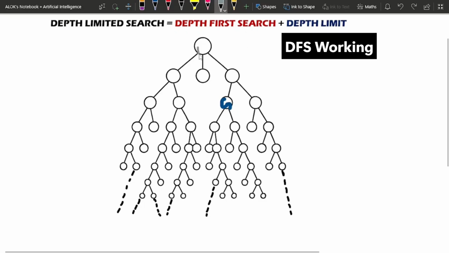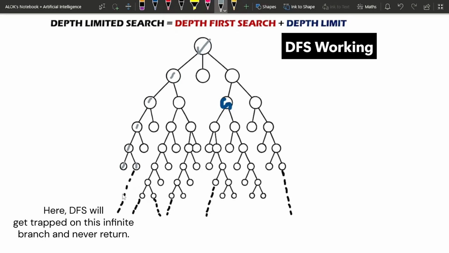So DFS will start searching from this node, then this node, and it travels down the branch like this. After a particular branch ends, it would jump to its sub branch of the parent node. Now over here the scenario is this sub branch extends infinitely. So what will happen is that the DFS algorithm might get trapped along this branch and may never return back. So that's how DFS works.